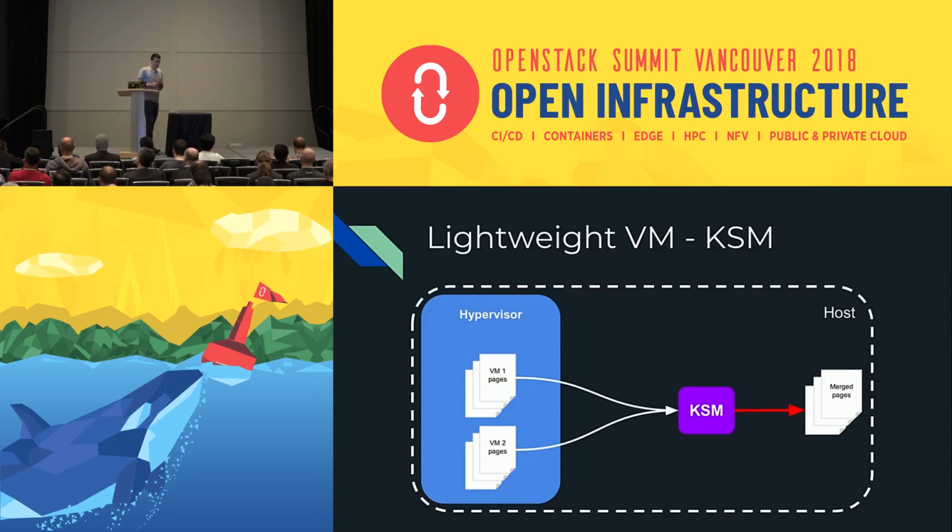A third way of reducing this memory footprint is to use KSM. So we kick the KSM daemon on the host every time we start a container, saying, just look at all the pages that are marked mergeable and try to find if there are identical pages. If there are, KSM will just merge them for you, reducing, again, the memory footprint of your system.